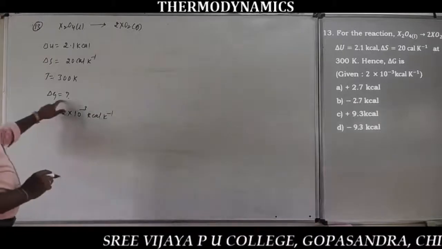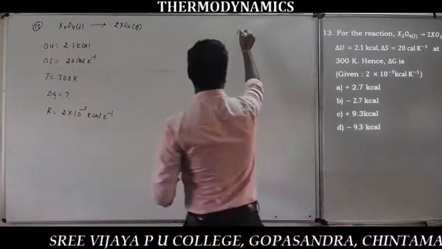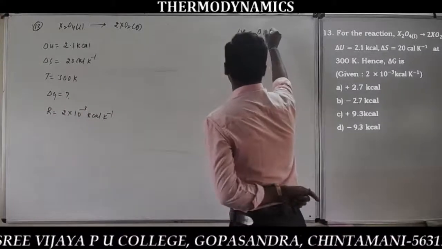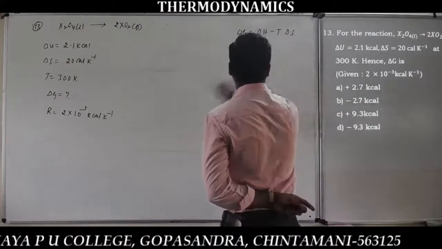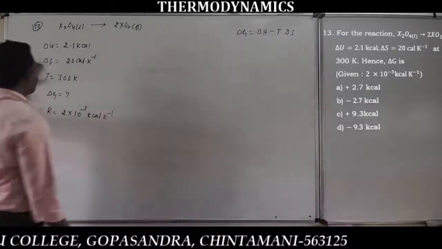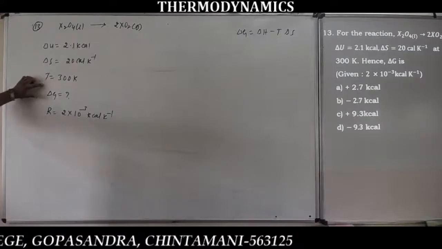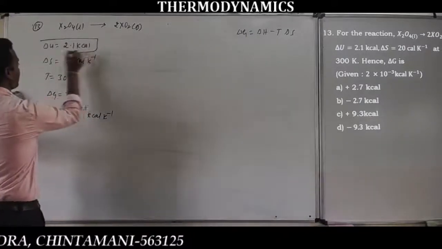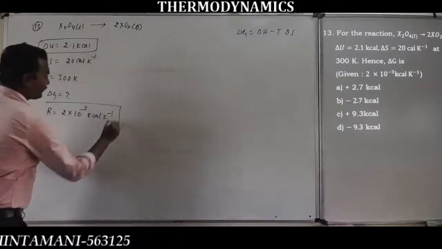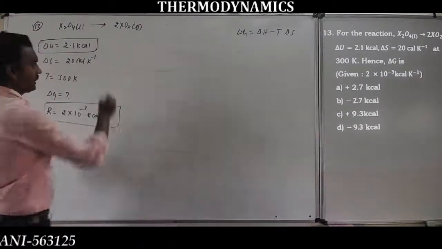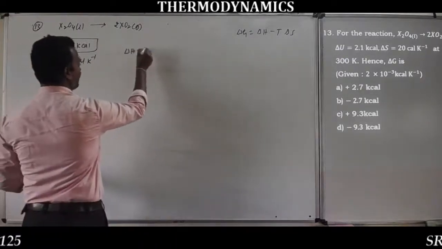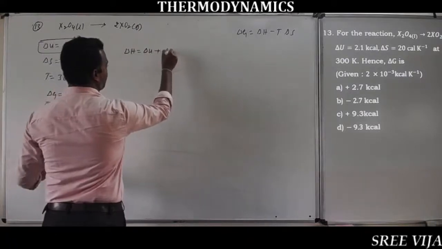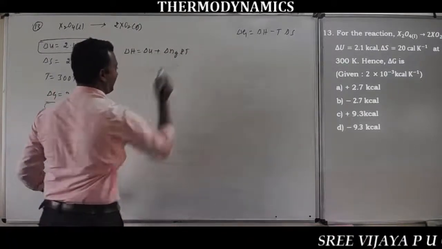Here what we need is delta G. So what is the delta G equation? Delta G is equal to delta H minus T into delta S. Delta S is known, T is known, but delta H is not known. To find delta H they have given another hint, that is delta U, and one R value. So by using the equation, delta H is equal to delta U plus delta Ng into RT.